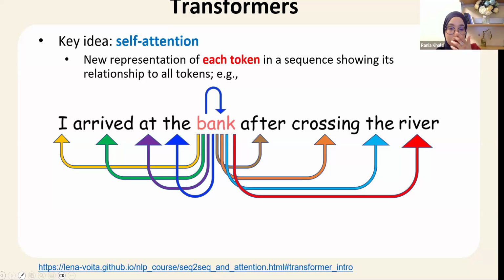So now let's return to the self-attention mechanism. The idea here is for each token to consider itself, its relationship with itself, and its relationship with every word or every token in the sentence. This is the core idea. Like, I arrived at the bank after crossing the river. Bank to each of these words. So this is mainly the global view that allows the model to capture rich contextual meaning for each token.